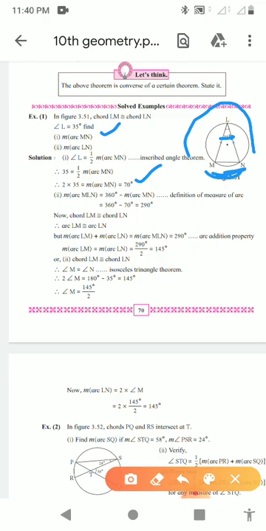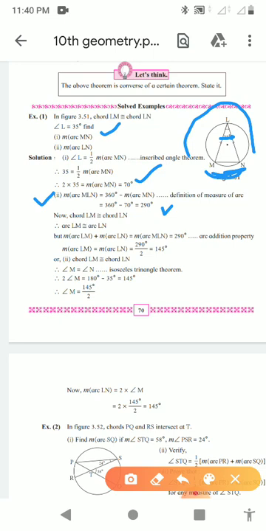According to the measurement of arcs, major arc equals 360 minus minor arc. I have used this formula over here. Measurement of arc MLN equals 360 minus measurement of arc MN, that is the minor arc. So 360 minus the minor arc, which we have calculated as 70. So 360 minus 70 is found to be 290 degrees. Hence we get arc MLN as 290 degrees.